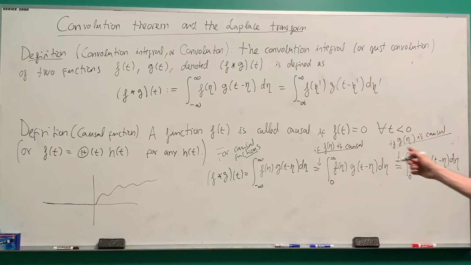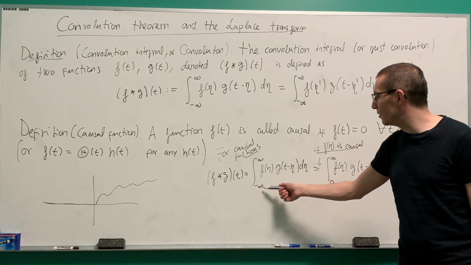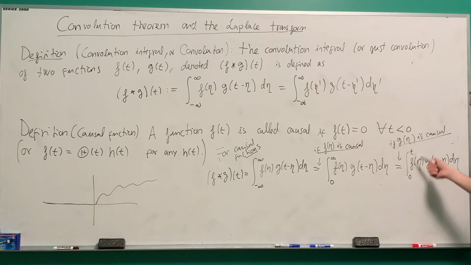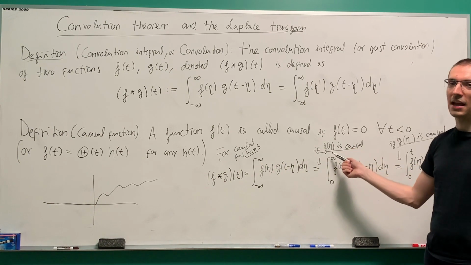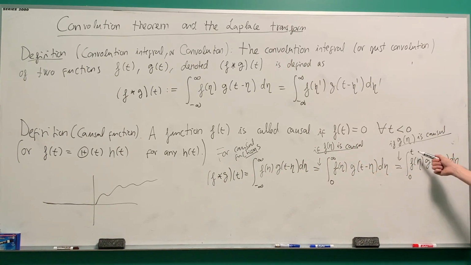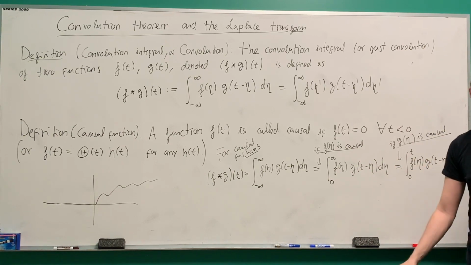Alright, so you see that for causal functions, the convolution of the two causal functions gets simplified. The limits, instead of going from minus infinity to infinity, go from 0, using that f is causal, to t instead of infinity, using that g is causal. Alright?